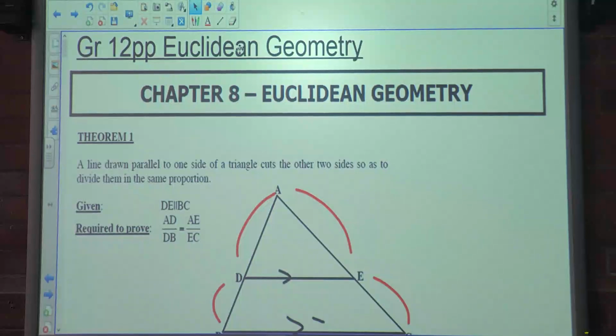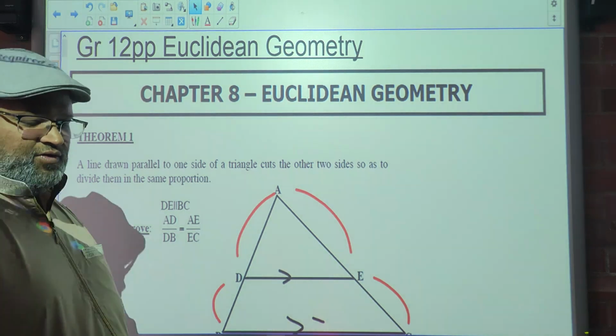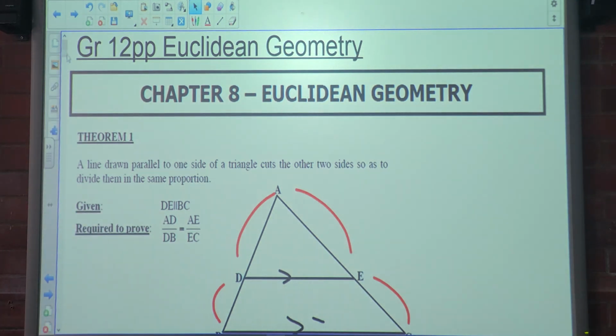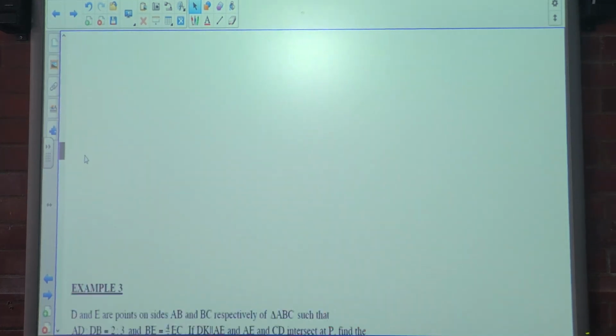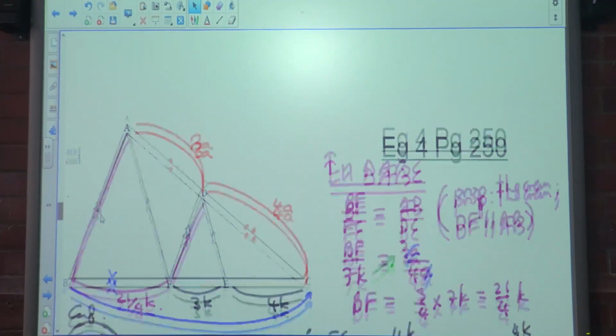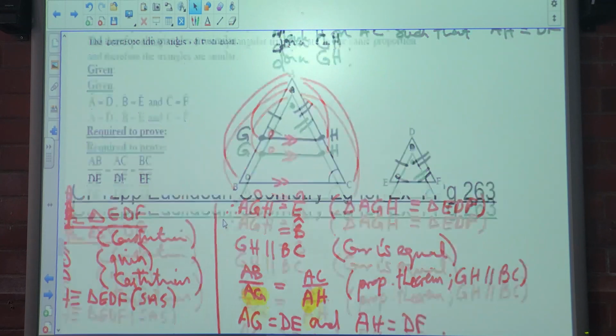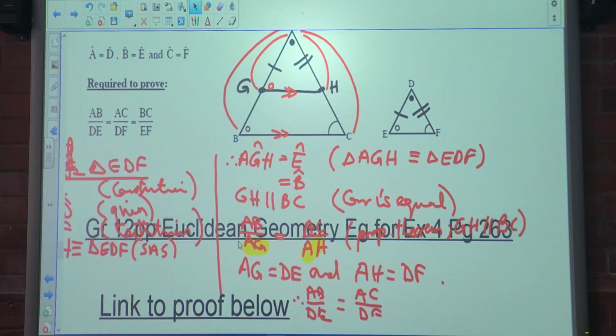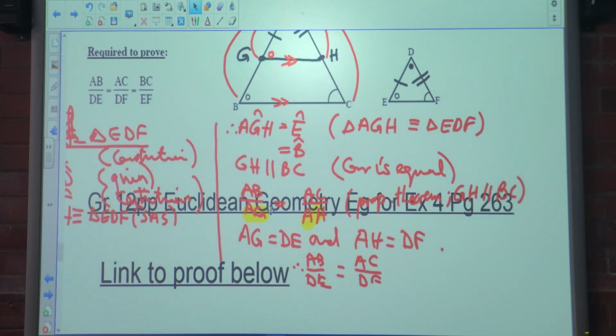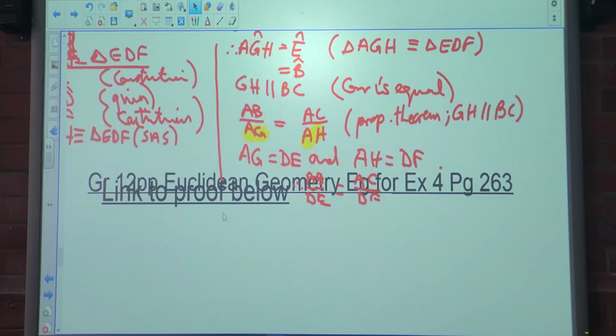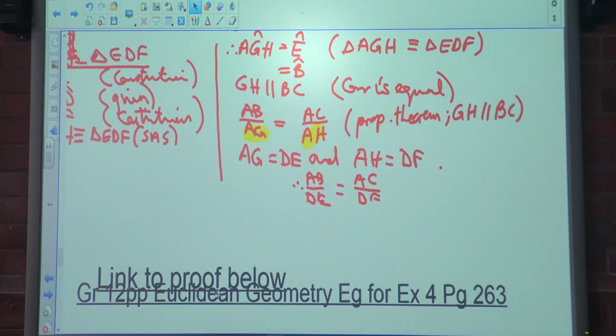Okay, good morning class. So today we're looking at Euclidean geometry. We're looking at examples 4, exercise 4. At this point we have just proven the similarity theorem. The proof of this theorem can be found in the description box below.